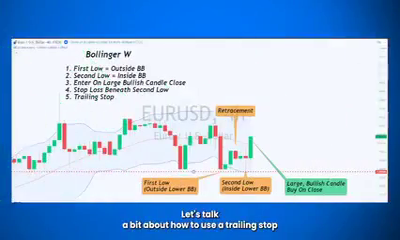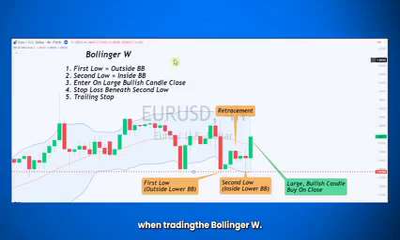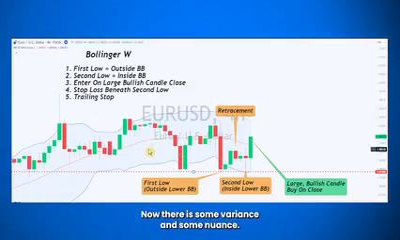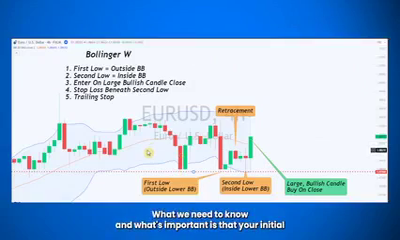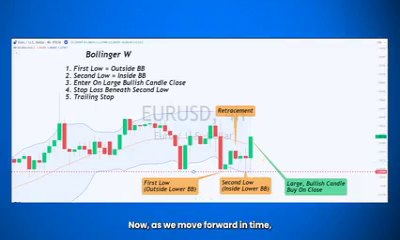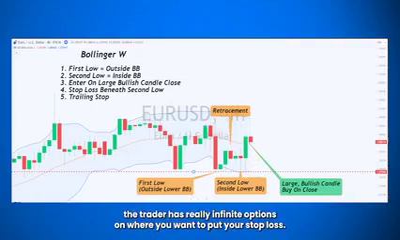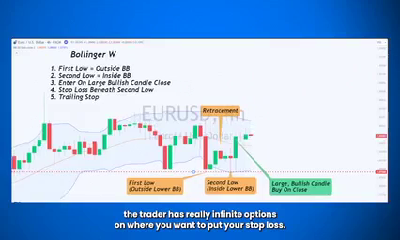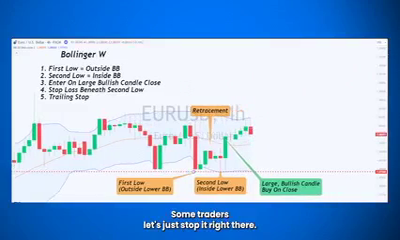All right, let's talk a bit about how to use a trailing stop when trading the Bollinger W. Now, there is some variance and some nuance. Each trader does this a little bit different. What we need to know and what's important is that your initial stop loss is still going to remain beneath that second low of the W. Now, as we move forward in time, the trader has really infinite options on where you want to put your stop loss.